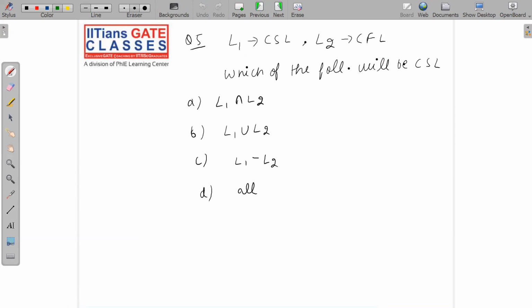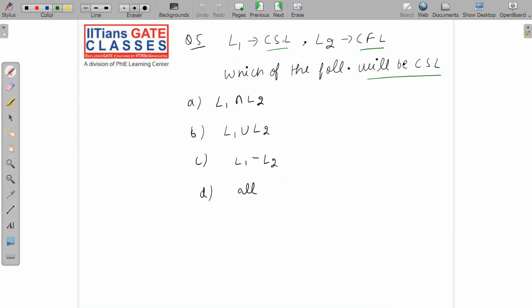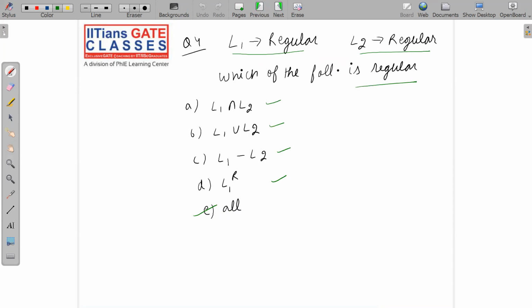Okay. Next. L1 is CSL, L2 is CFL. Which of the following will be CSL? This is a very good question. So in the previous question also, I can say that L1 is CFL, L2 is CFL, then which of the following will be CFL? Just note it down and I will give you one more question and then I will jump to this question. So this will be, say, CFL and this is also CFL.